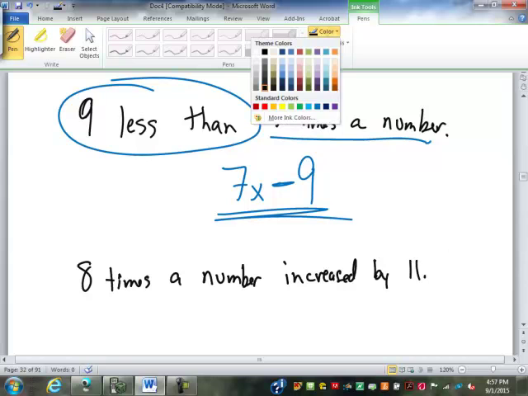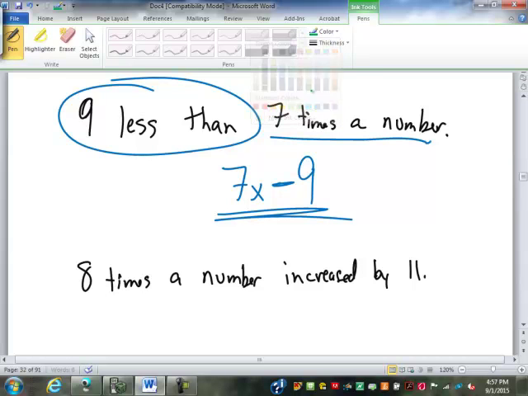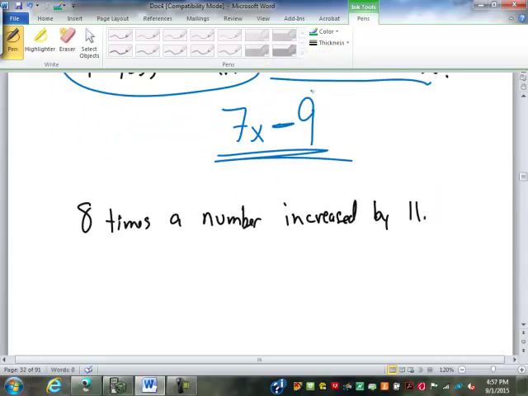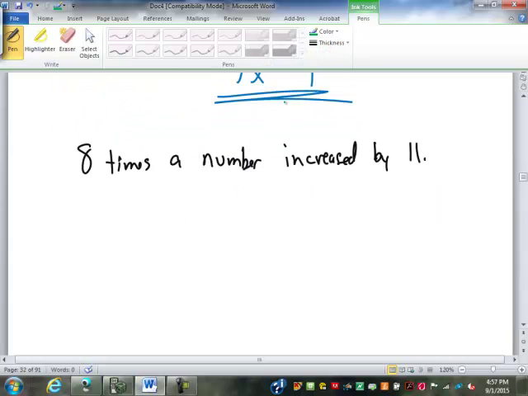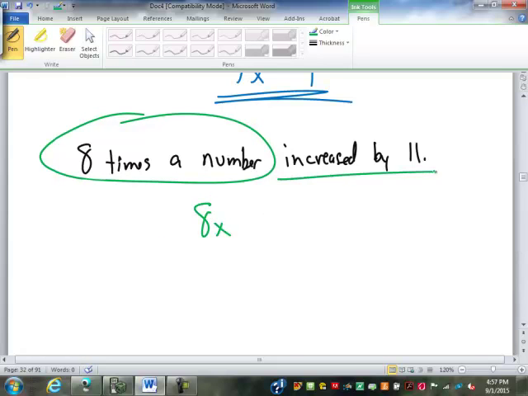Eight times the number increased by 11. Where do we start? Okay, 8 times the number is 8x, increased by 11, plus 11. There we go.